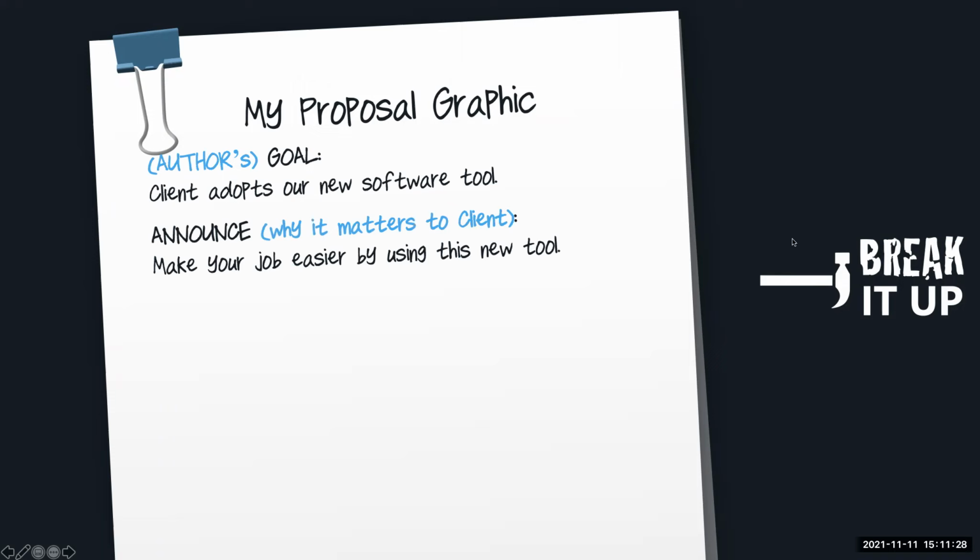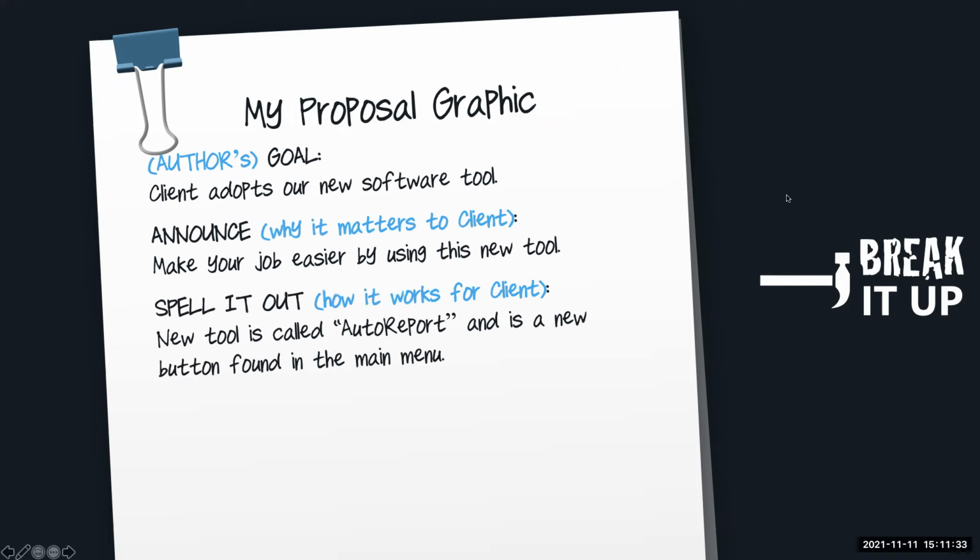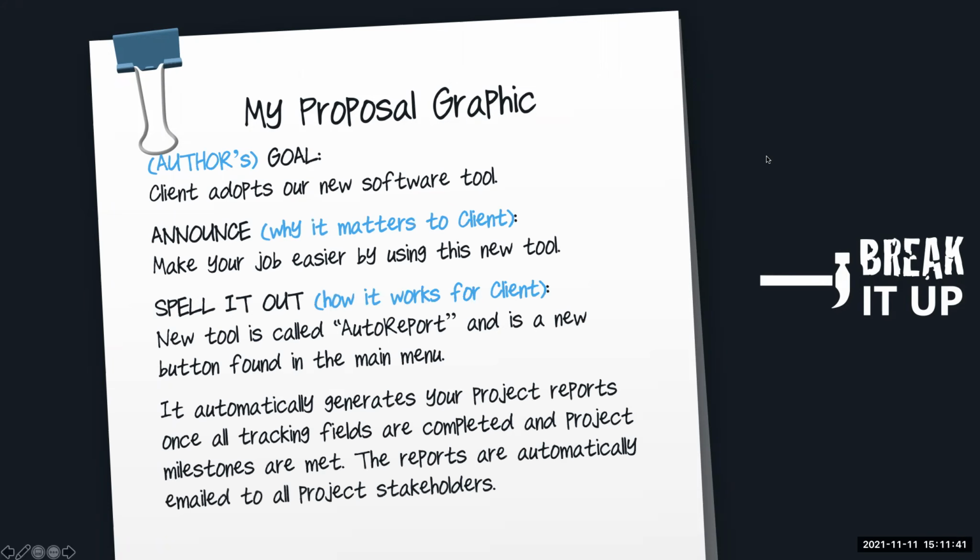M&M motivator is make your job easier. How? By using this new tool. Now we're going to spell it out. The new tool is called Auto Report, and it is a new button found in the main menu. It automatically generates your project reports once all tracking fields are completed and project milestones are met. The reports are then automatically emailed to all project stakeholders.